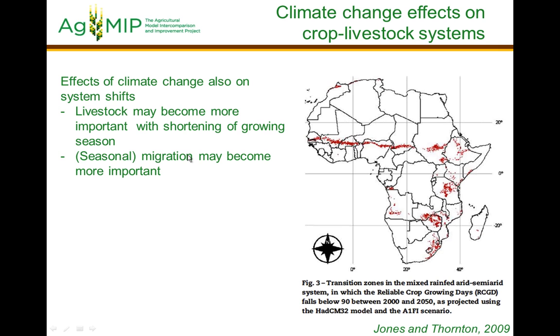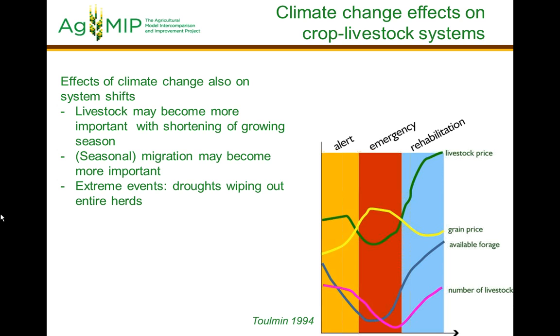Apart from that, seasonal migration may also become more important because, well, you all know livestock can move, and that's actually a big advantage because, like that, herders can take advantage of the spatial and the temporal variation in biomass availability, and that variation might become more pronounced with climate change.